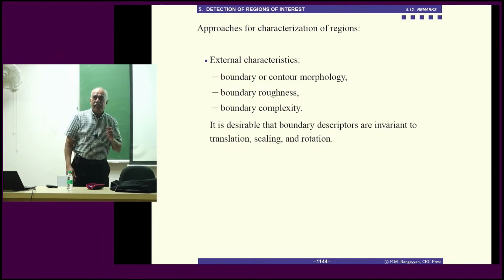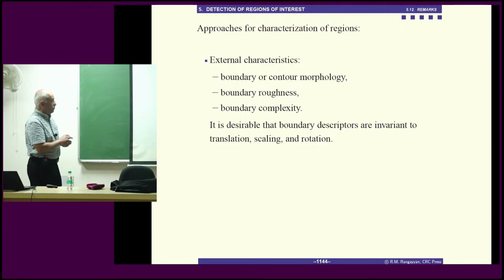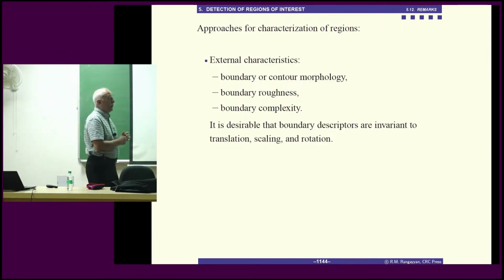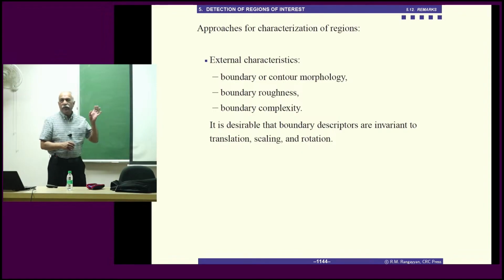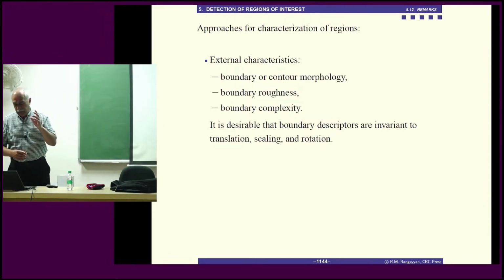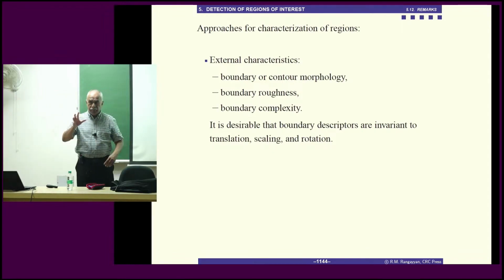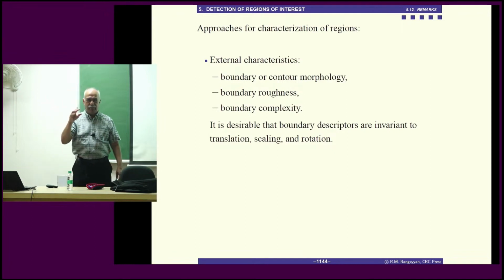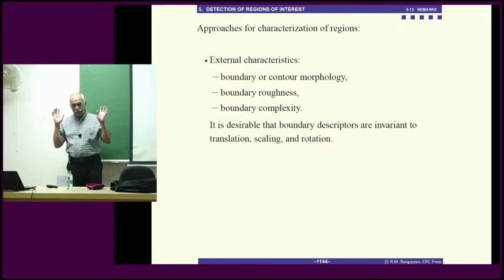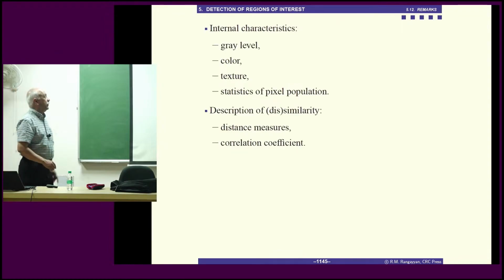Now, how do you characterize regions, which is the topic of the next few chapters? There are external characteristics, boundary or contour morphology or shape, boundary roughness, boundary complexity. And typically we would want the boundary descriptors and any descriptor in general to be invariant to translation, scaling, and rotation. If it is rotated or if it is translated, it should be the same. Scaling, if the object is that big or this big but has the same shape, that is, take a picture from here or from a distance, the characteristics you measure must be the same, must be invariant to those.